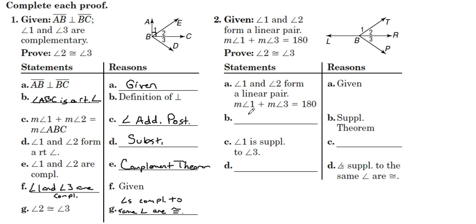For B, we are going to state that angle 1 is supplementary to angle 2. Okay, and that follows the supplement theorem. Angle 1 is supplementary to angle 3. That follows the definition of supplementary. And finally, our last statement is what we're trying to prove. Angle 2 is congruent to angle 3. Angles supplementary to the same angle are congruent. And there you go.